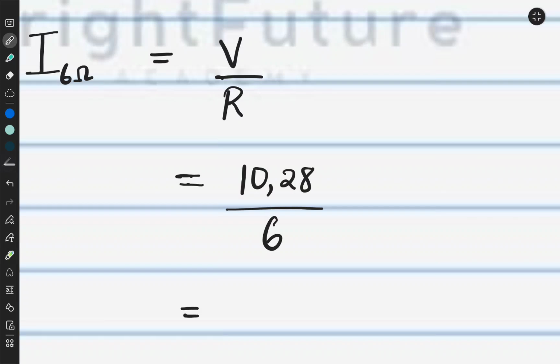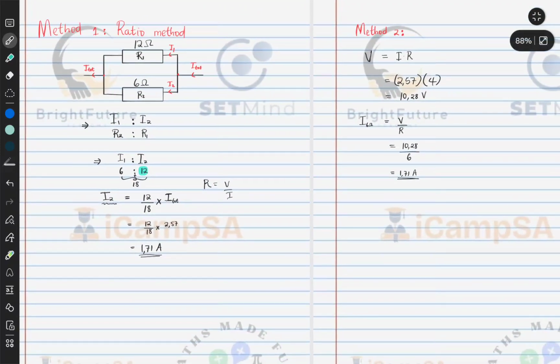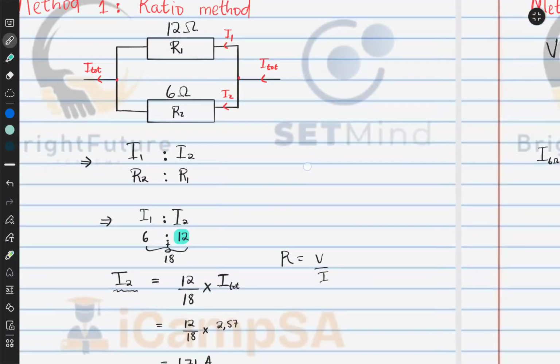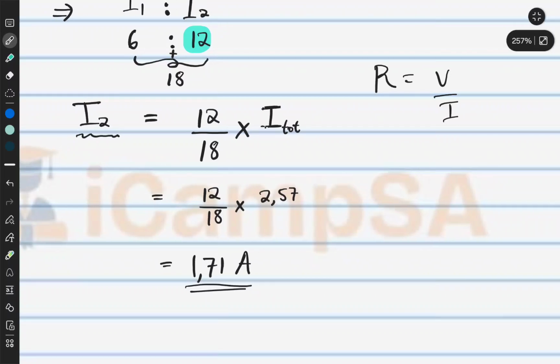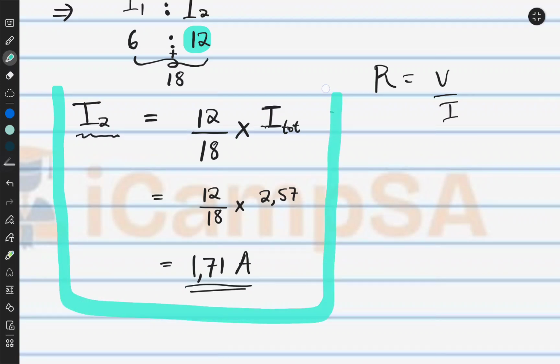So this should give us the same answer as before. Yes, 1.71 amps, which is the same answer as before. We also got 1.71 on this side. So you can use whichever method. By the way, this one looks longer because I was teaching how the ratio method works, but in actual fact, it would only be these parts that you would write in your exam.